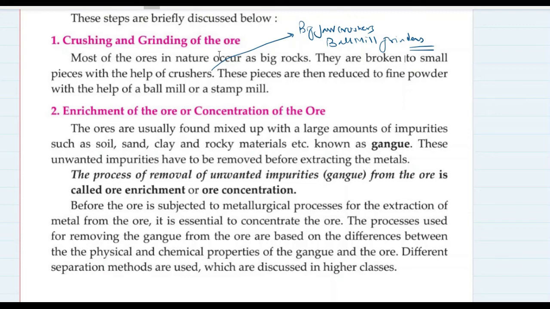Enrichment of the ore. I told you about three processes of enrichment: gravity separation, magnetic separation, and the third one was froth flotation. Correct? So, ores are usually found mixed up with large amounts of impurities such as soil, sand, clay, rocky materials known as gangue. These unwanted impurities have to be removed before extracting the metals.